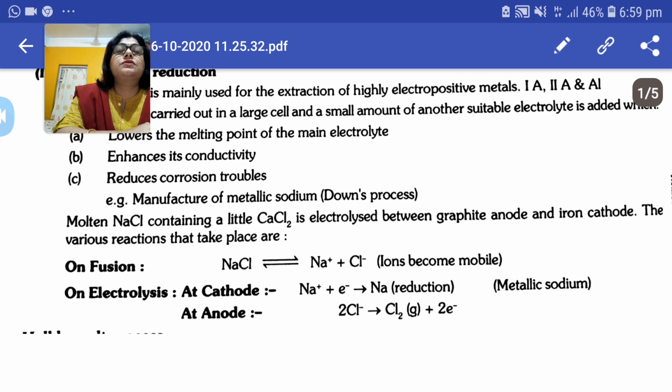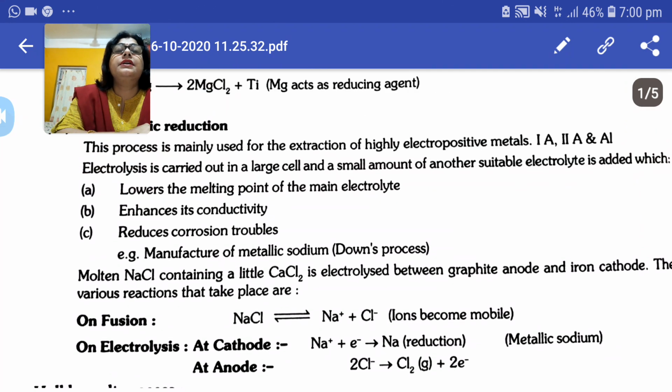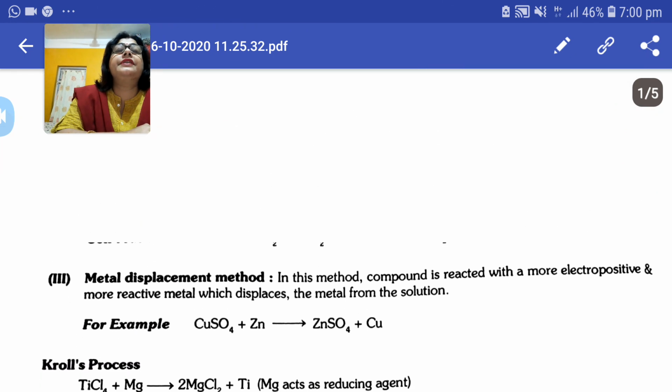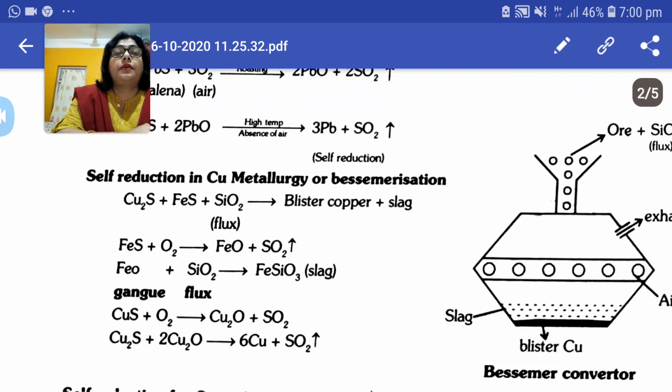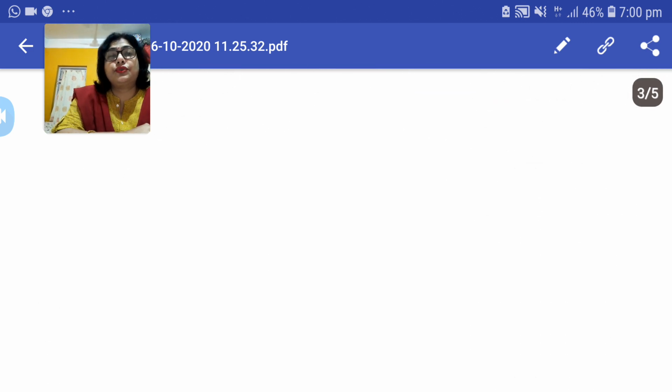At the cathode, the Na+ ion will receive an electron and give sodium metal, that is metallic sodium. And at the anode, what happens? 2Cl- will give chlorine gas with the release of 2 electrons. So these are the two reactions which take place at the cathode and anode in the electrolytic refining of sodium metal in the Downs process. Students, these are the 4 methods which we have learned regarding the reduction of metal oxide to metal.